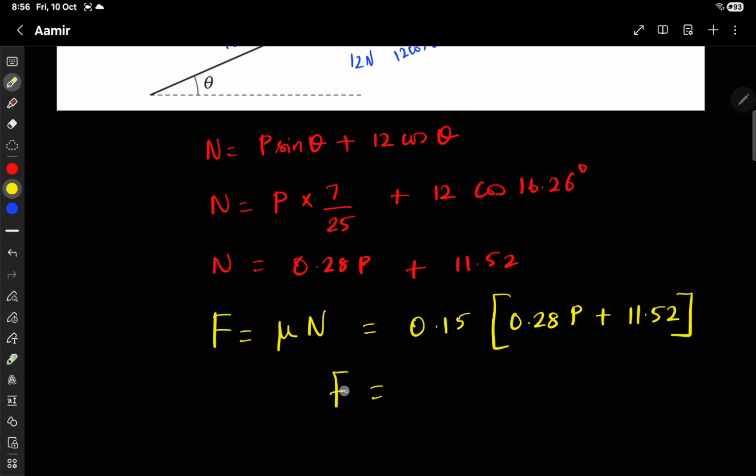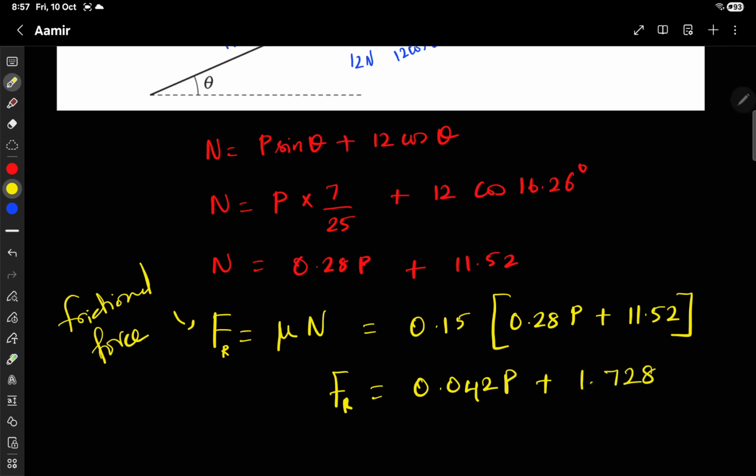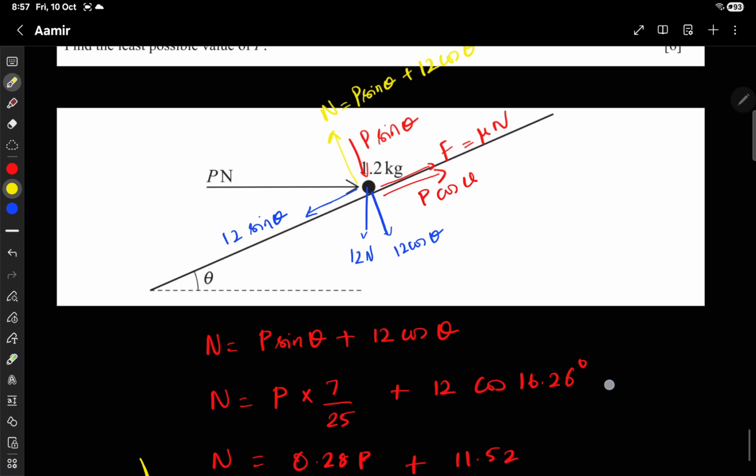If I multiply this inside, this F is the frictional force. 0.15 times 0.28 comes to be 0.042P, plus 0.15 times 11.52, which is coming as 1.728. Now this is the friction, so I can write FR for that.